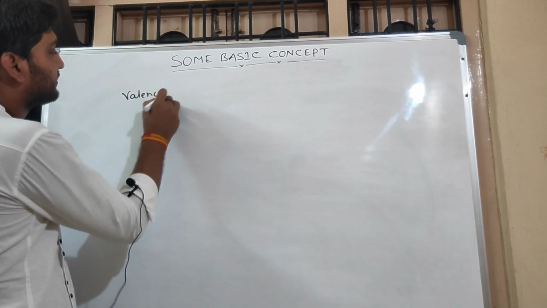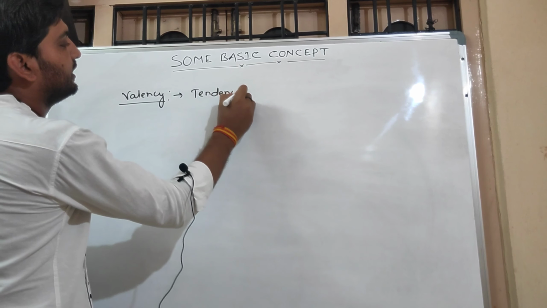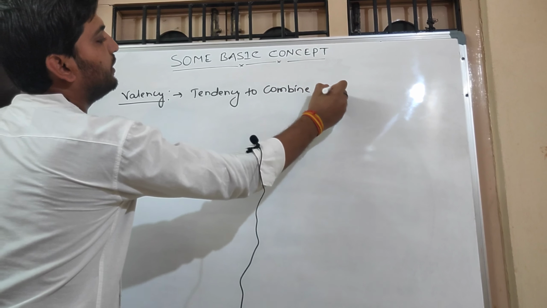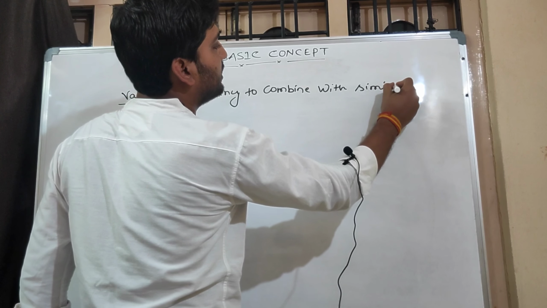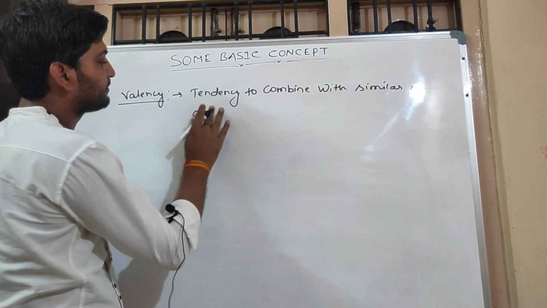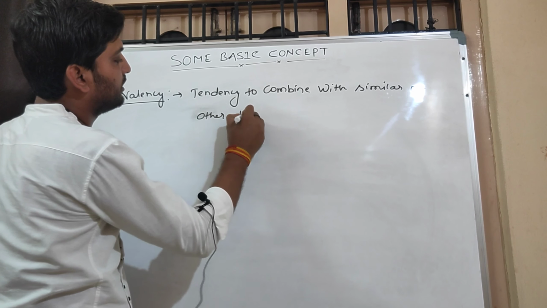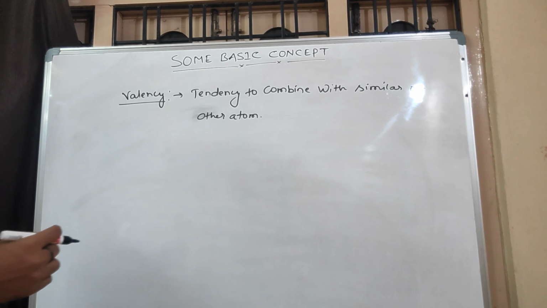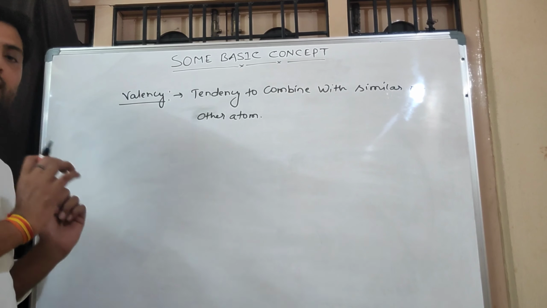Valency. What is valency? Tendency to combine with similar or other atoms. Now we have a relation between valence electron and valency.